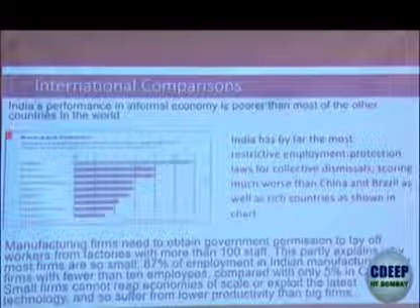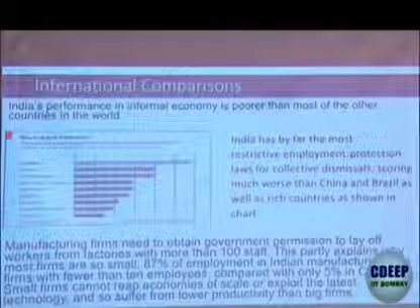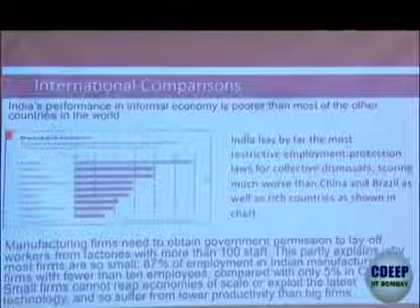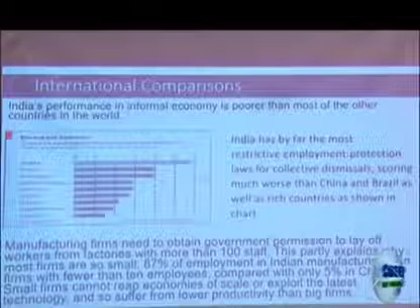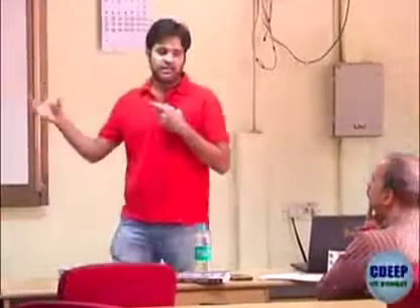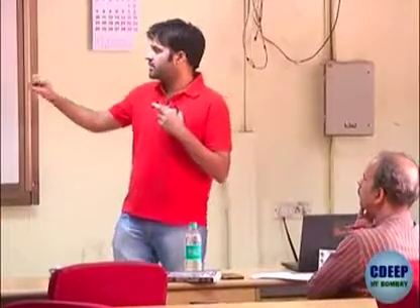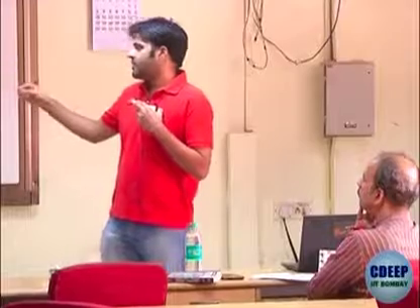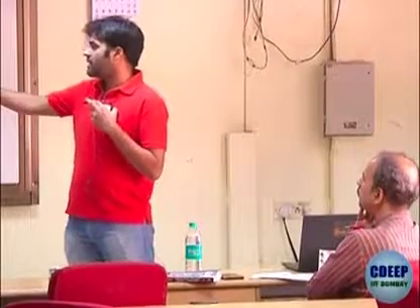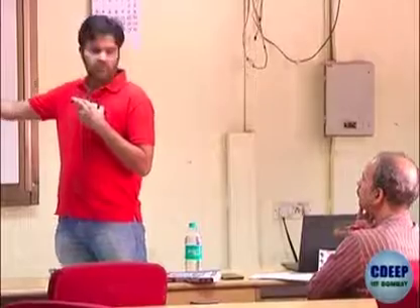Whereas if we see that only 5% of these kinds of firms are there in China, which has a large manufacturing sector. So we can see why India is not doing that well in the unorganized sector. It is basically an index, rating from 0 to 6, of how restrictive employment protection is. India is the worst in this chart across all of these countries.